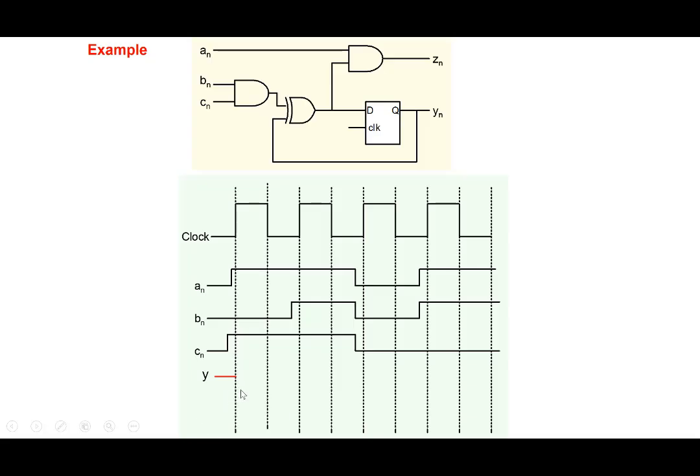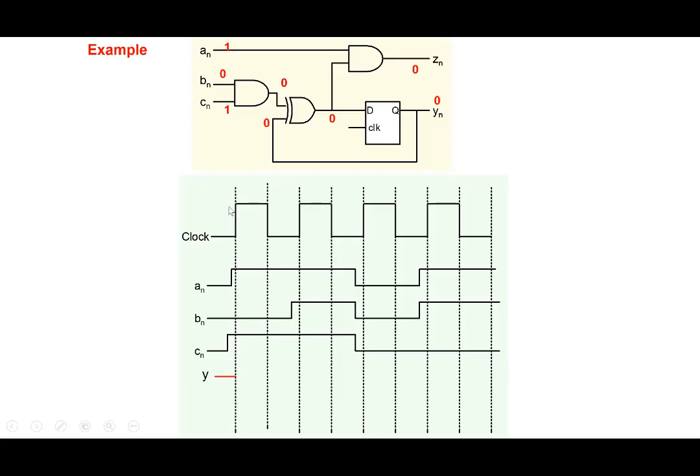So we look at Y, and the value of Y will depend on the D here, right? So let's look at it. Bn is 0 here, and Cn is 1, right? So this is 0 here, and the initial value of Y is 0 here. So 0 and 0, so this is 0 here, and if this is 1 here, so this is equal to 0 here.